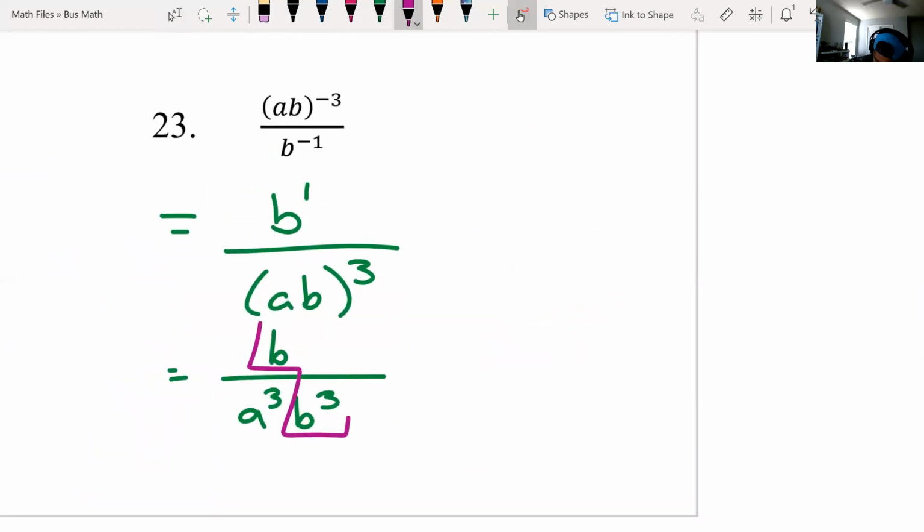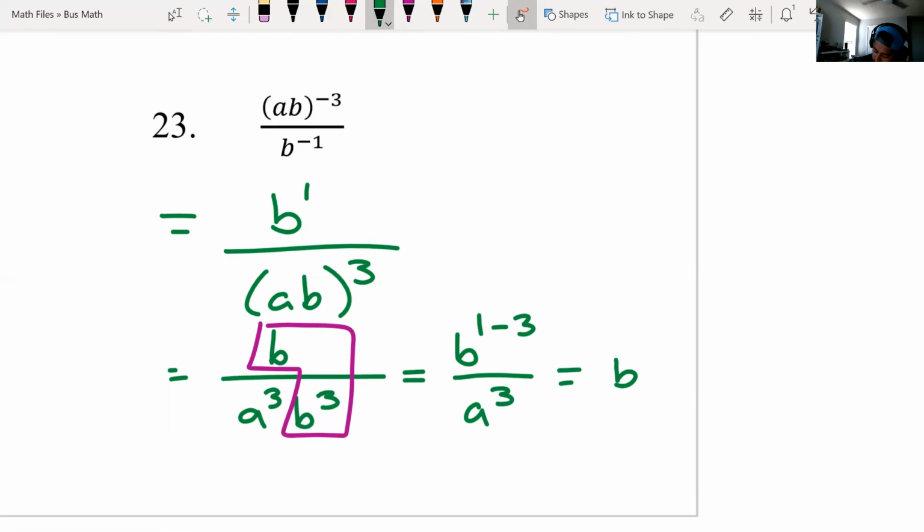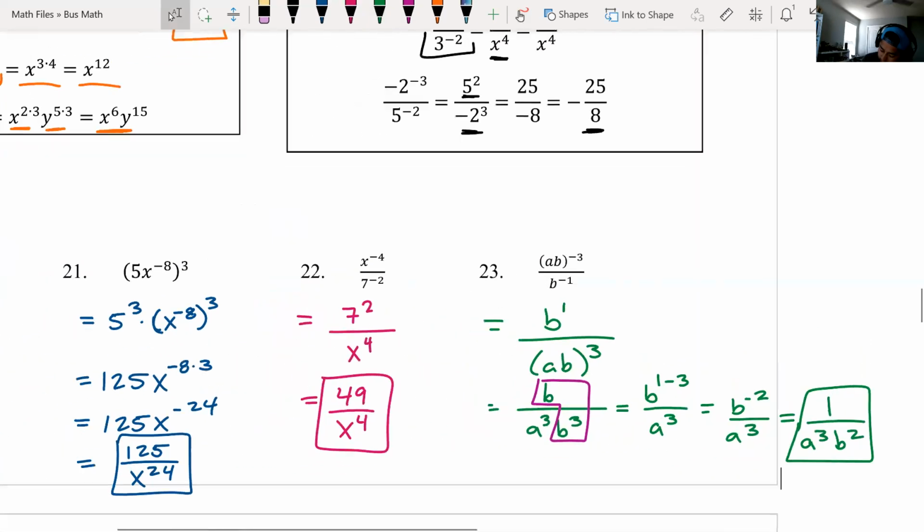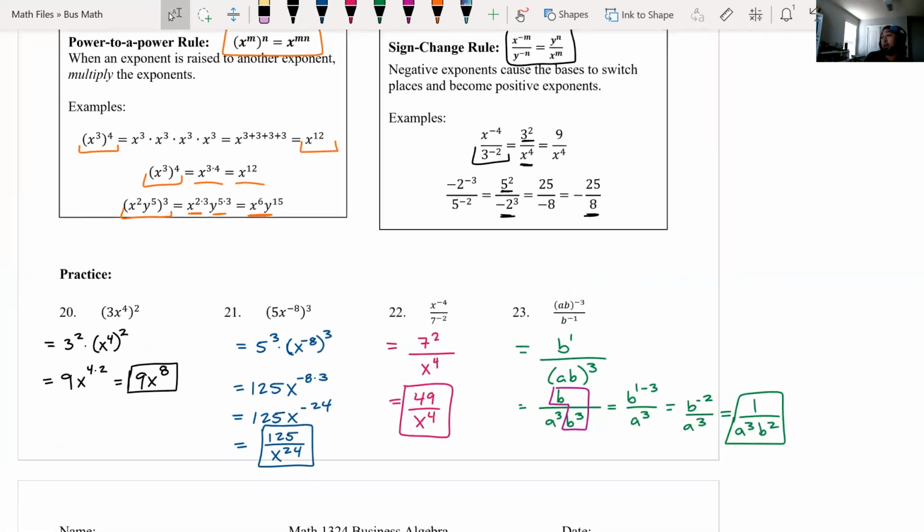So if we look at these, that's going to use quotient rule. So this is going to become b to the first minus 3 over a cubed. So remember quotient rule, we subtract the exponents. We'll get b to the negative 2 over a cubed, and then take that b to the negative 2, flip it to the denominator, and you get 1 over a cubed b squared. There it is. All right. Any questions on those 4?